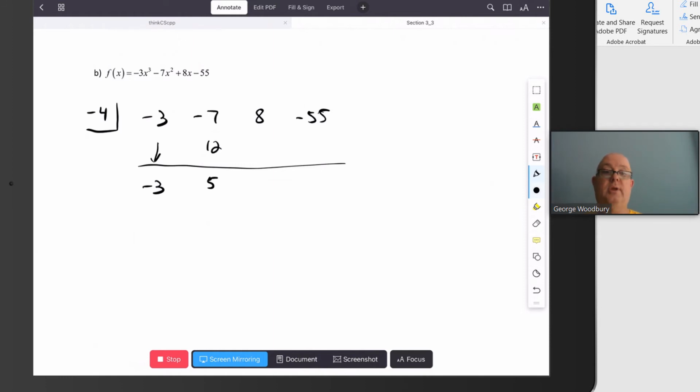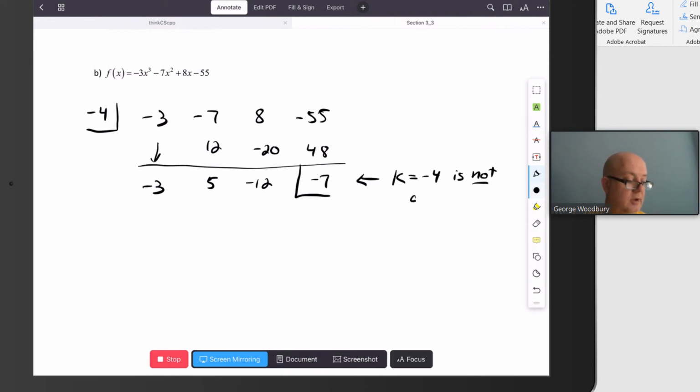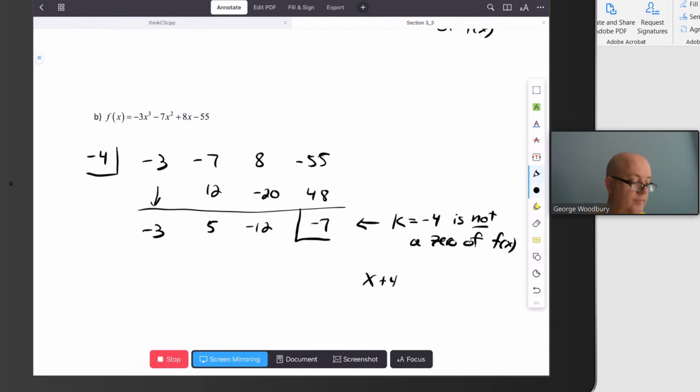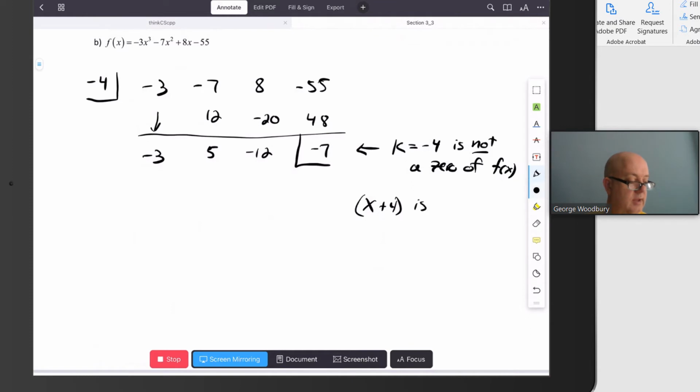We total the column. Do it again. -4 times 5 is -20. Total the column, -12. Do it one more time. -4 times -12, that's positive 48. -55 plus 48 is -7. That tells us that k equals -4 is not a 0 of f of x. And that also tells us then that x plus 4 is not a factor of f of x.